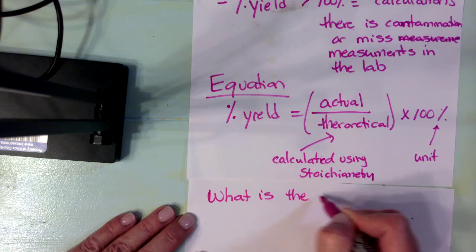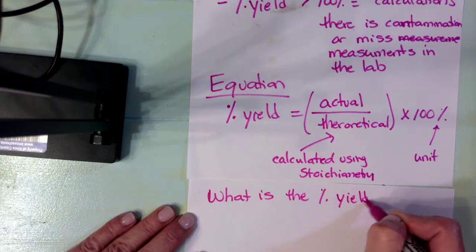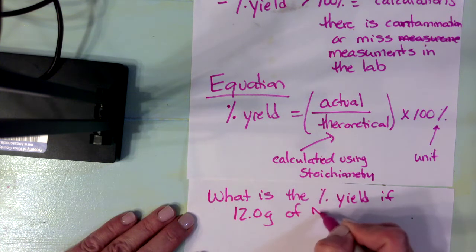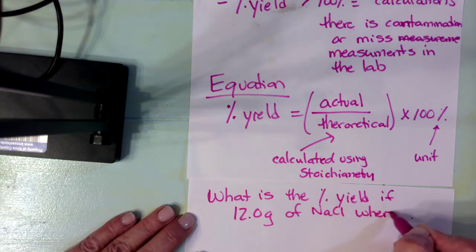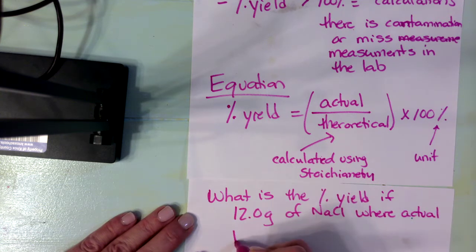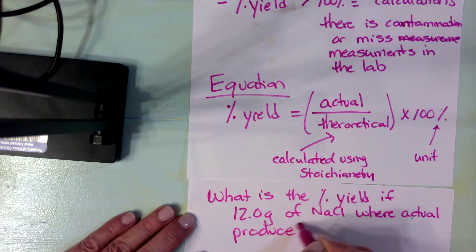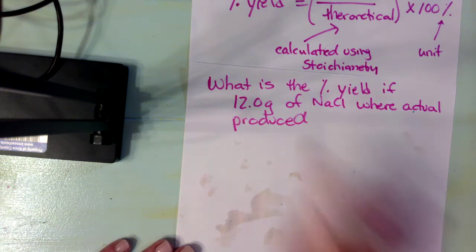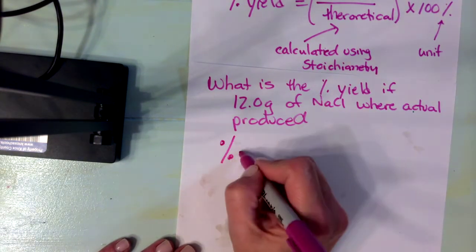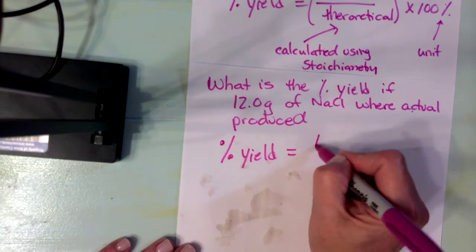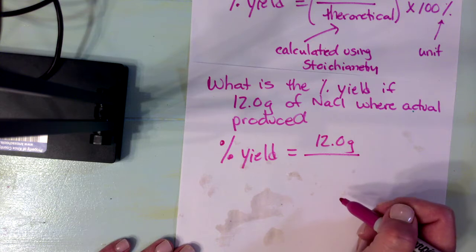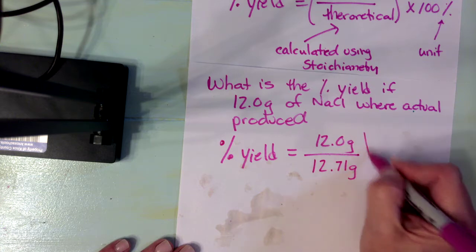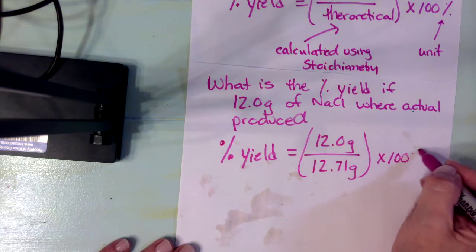So what is the percent yield if 12.0 grams of NaCl were actually produced? We can already know that our value should be less than 100 because this number is smaller than 12.71. So using our equation for percent yield, we will go ahead and take our 12.0 grams divided by our theoretical value. We calculated to be 12.71 grams, and solve that and multiply it by 100%.